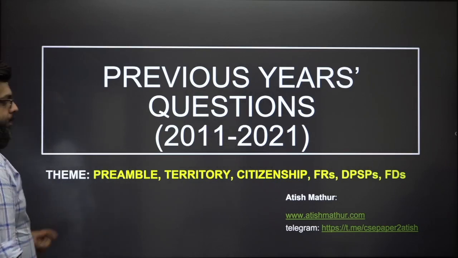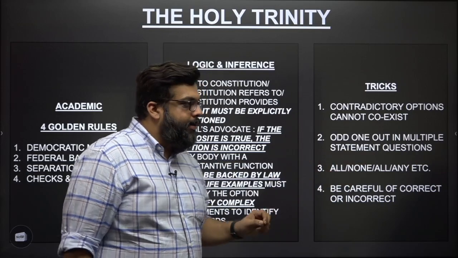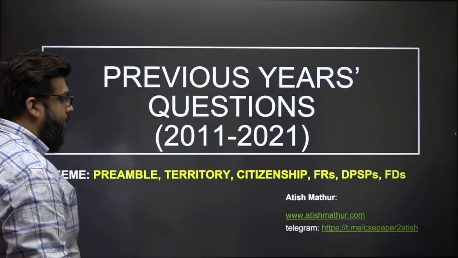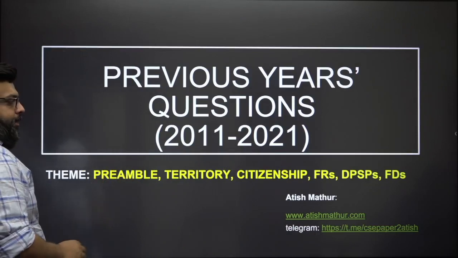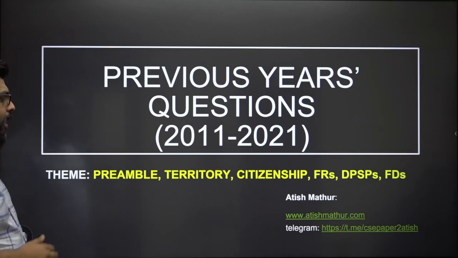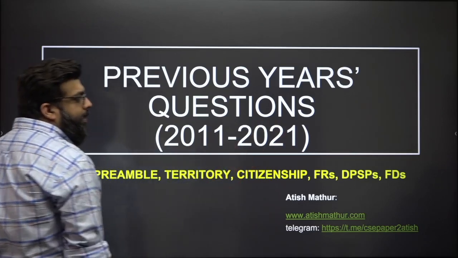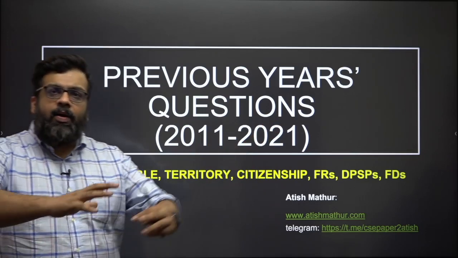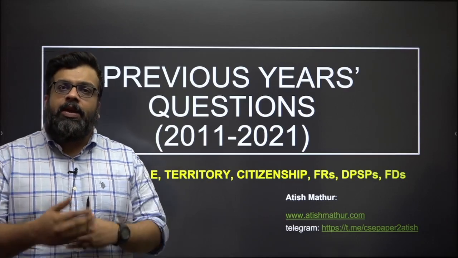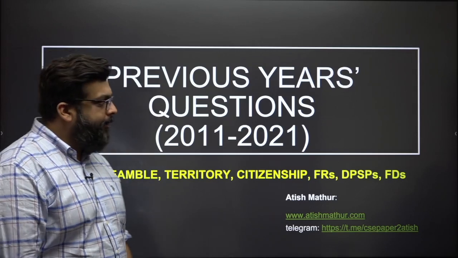We're going to be looking at the preamble, territory, citizenship, rights, directive principles and duties. The reason I've clubbed all of them together is because over the last 10 years, there are hardly any questions from territory and citizenship, and preamble, rights, directive principles and fundamental duties are often asked together in the same question as well. So it will also give you practice if you try to solve these questions together, right?